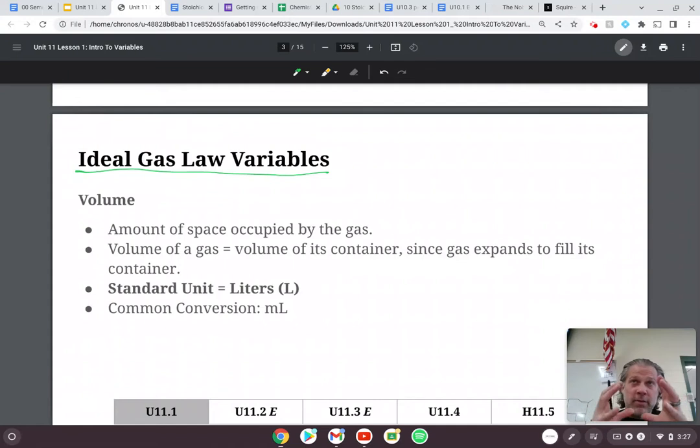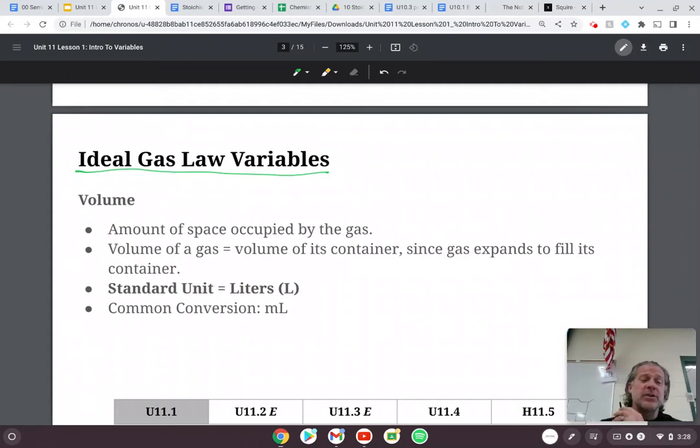And if you take that balloon and you let all of the air out of that balloon, that air has to go somewhere. So it's going to fill up whatever container it's put in, which in this case happens to be maybe the room, right? So the volume of the gas is the volume of its container. And the gas will expand to fill whatever container it's put in.